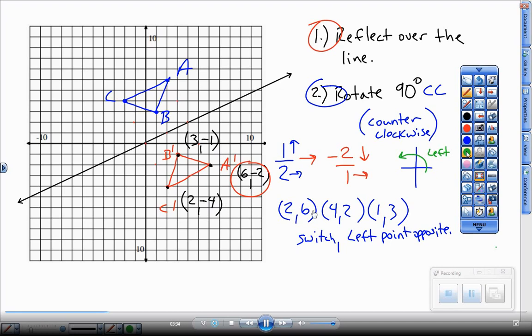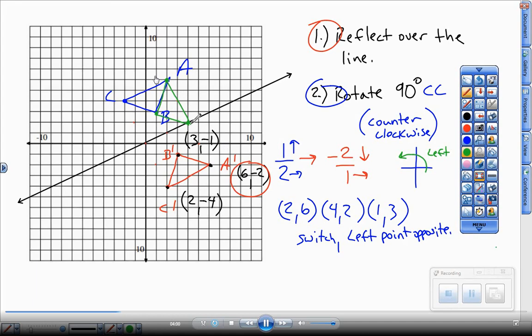So if I plot that, I'm going to try to do that in green so you can see. Over 2 up 6, 1, 2, 3, 4, 5, 6. That's the new C. This one, over 4 up 2. That's going to be the new, I'm sorry, that's the new C. And then over 1 up 3. That's after the rotation.